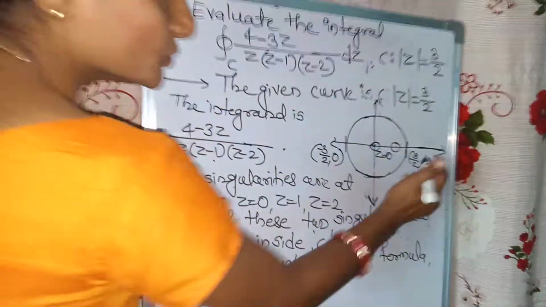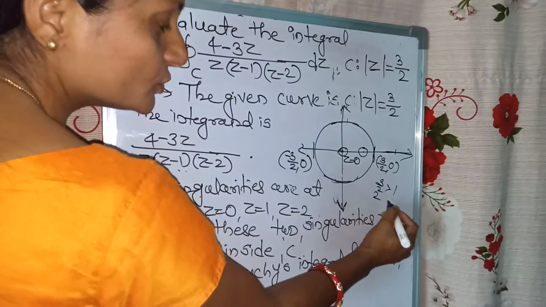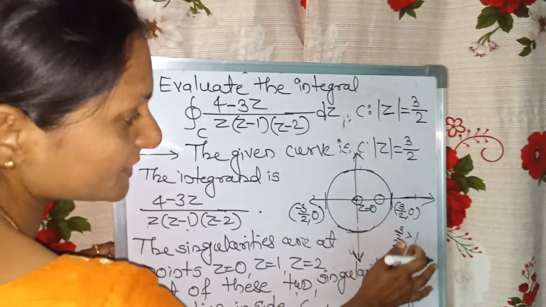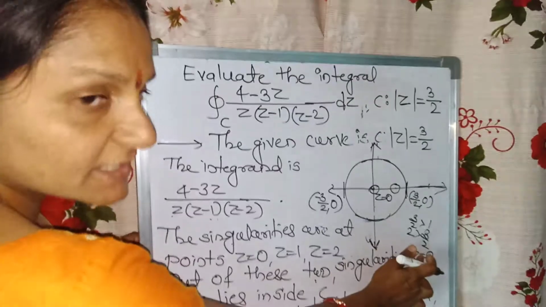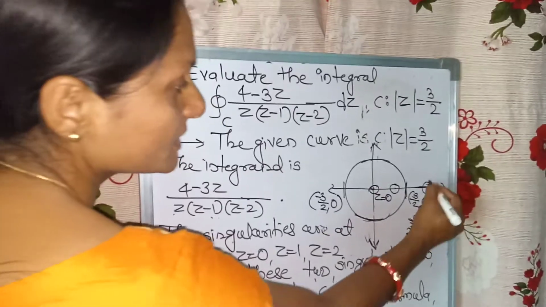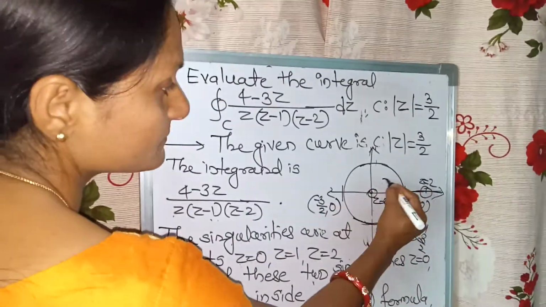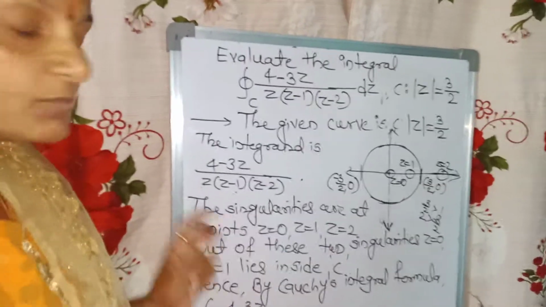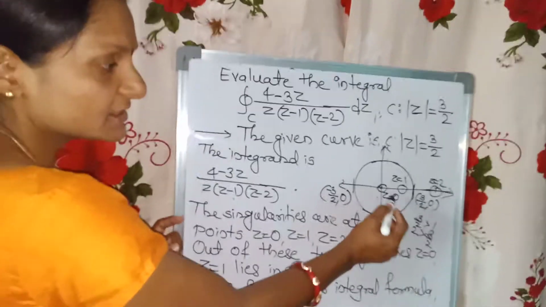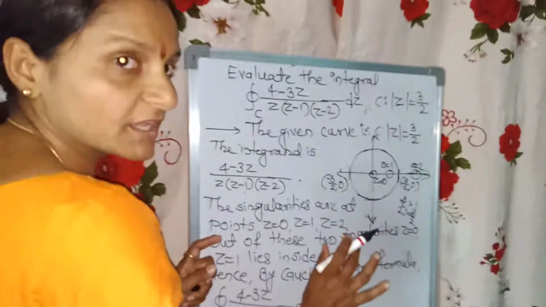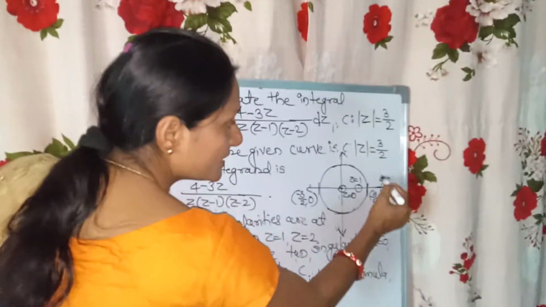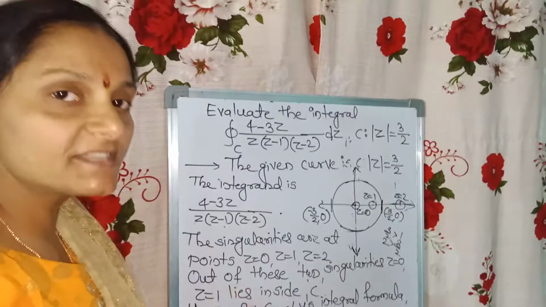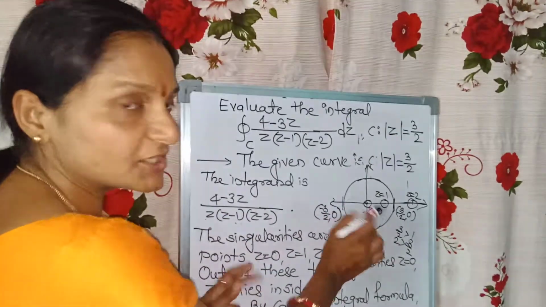Whereas z equal to 2, observe that 2 is greater than 1, greater than 3 by 2 also, greater than the radius. So z equal to 2 will be lying outside the circle C. So out of the three singular points, only two singular points are lying inside the circle C. They are z equal to 0 and z equal to 1. So from that I will delete this last point. We need not bother about the point which is lying outside. We will be interested in the points which are lying inside the curve C.